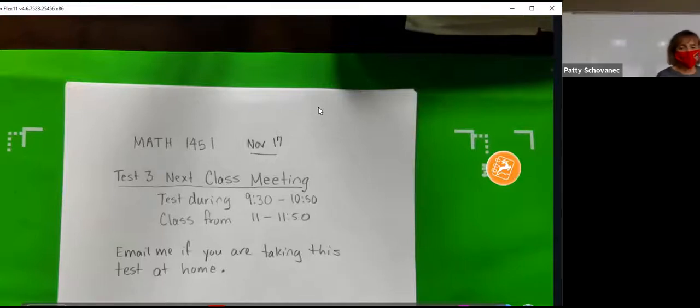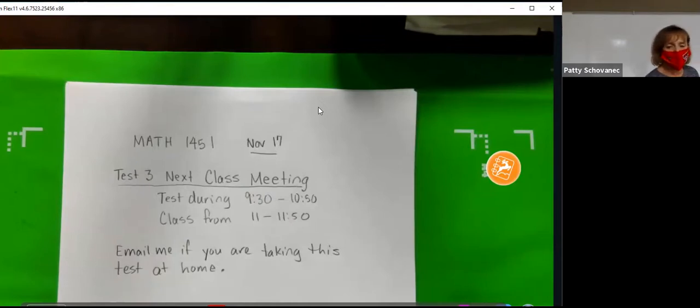Ability to give you the test at home, but I do need you to email me if you're taking the test on Thursday at home so that I can give you instructions on how to access the test. We're going to do it the same way. I'll have the blank copy for you to turn in corrections within 24 hours. Okay.